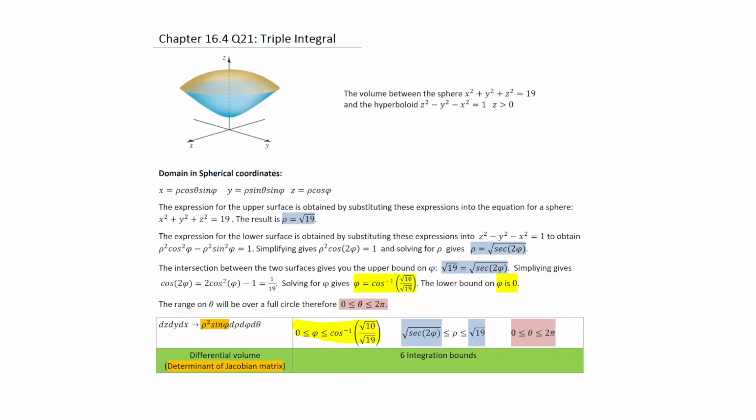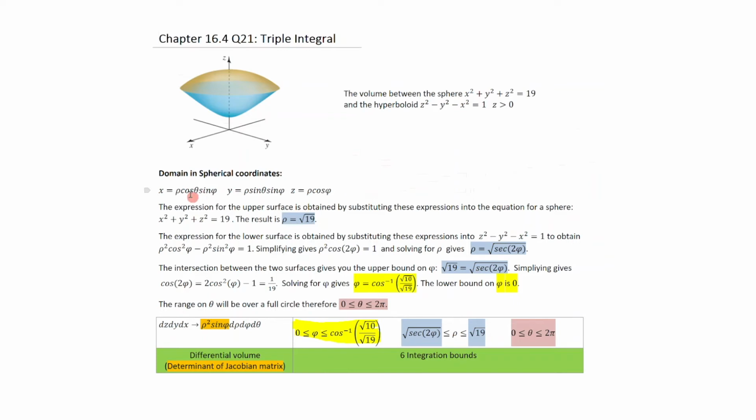So we're looking only at the upper hyperboloid. There is also a mirror image of it below the xy plane. So we're interested in the volume contained between this cap and this bowl, as you might say. Since we're going to solve the problem in spherical coordinates, here are the transformation equations. So we need to express the upper surface and the lower surface in spherical coordinates.